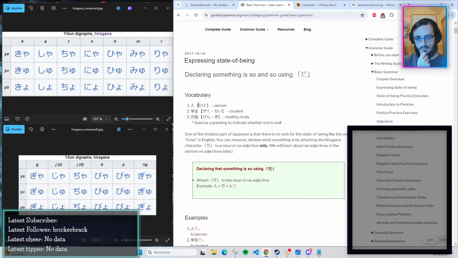So here you have the word hito. This is a kanji. This is hiragana. Hito, which means person. A person is hito in Japanese.